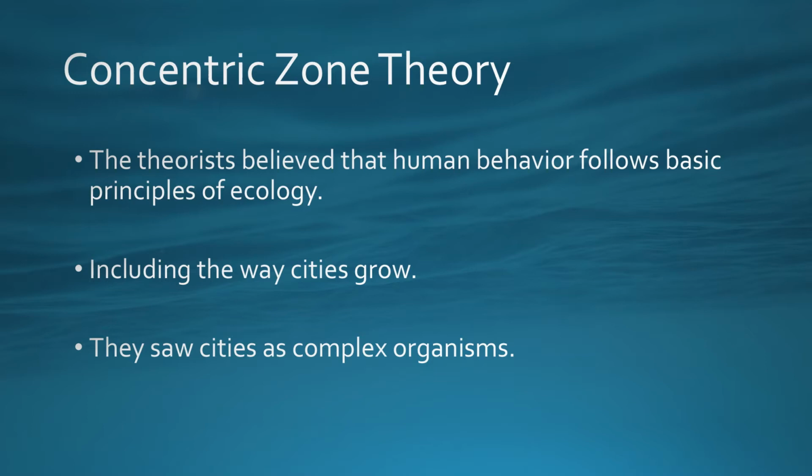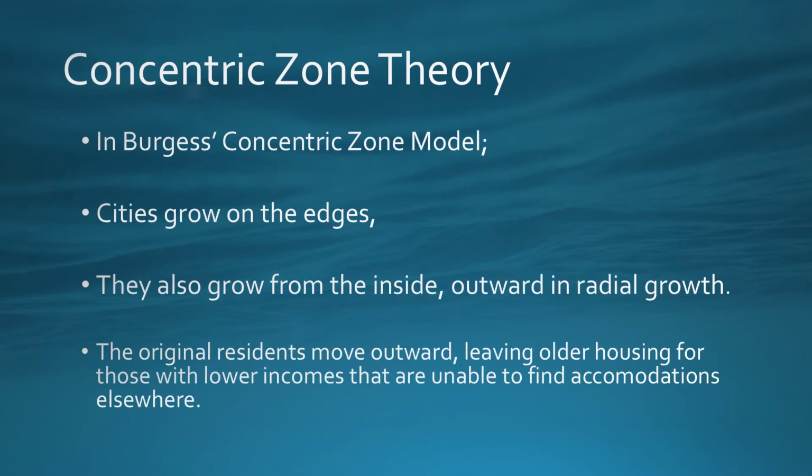Theorists of the concentric zone theory believe that human behavior follows basic principles of ecology, including the way that cities grow. They saw cities as complex organisms. In Burgess's concentric zone model, cities grow on the edges. They also grow from the inside, outwards in radial growth. The original residents move outward, leaving the older housing for those of lower income and those unable to find accommodations elsewhere.